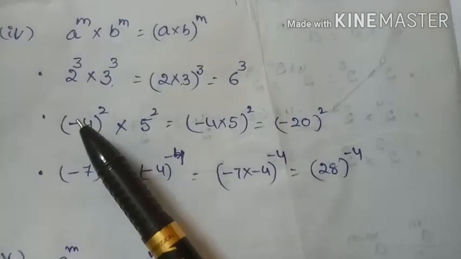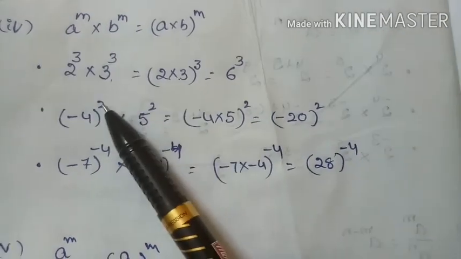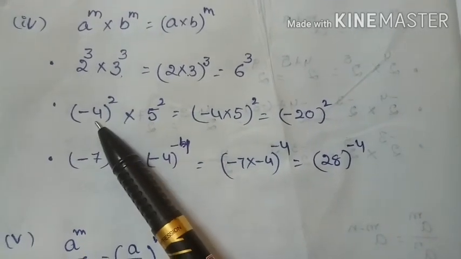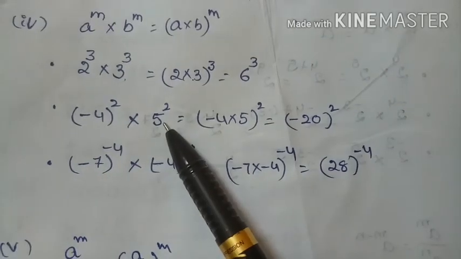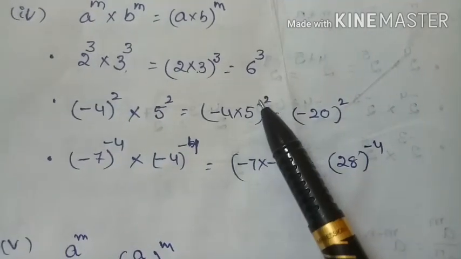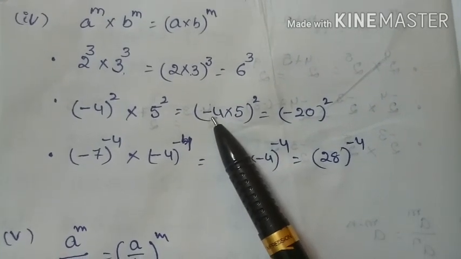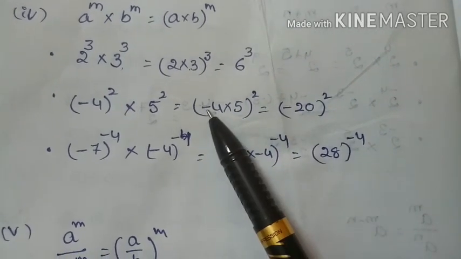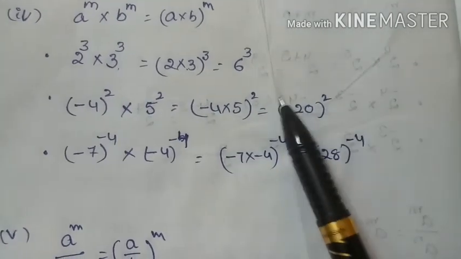Next example, minus 4 whole to the power of 2 into 5 power of 2. Powers are equal, so simply multiply the bases. Minus 4 into 5 whole to the power of 2. That is equal to minus 4 into 5. 4 5s are 20, with the negative sign, so keep it. Minus 20 whole to the power of 2.